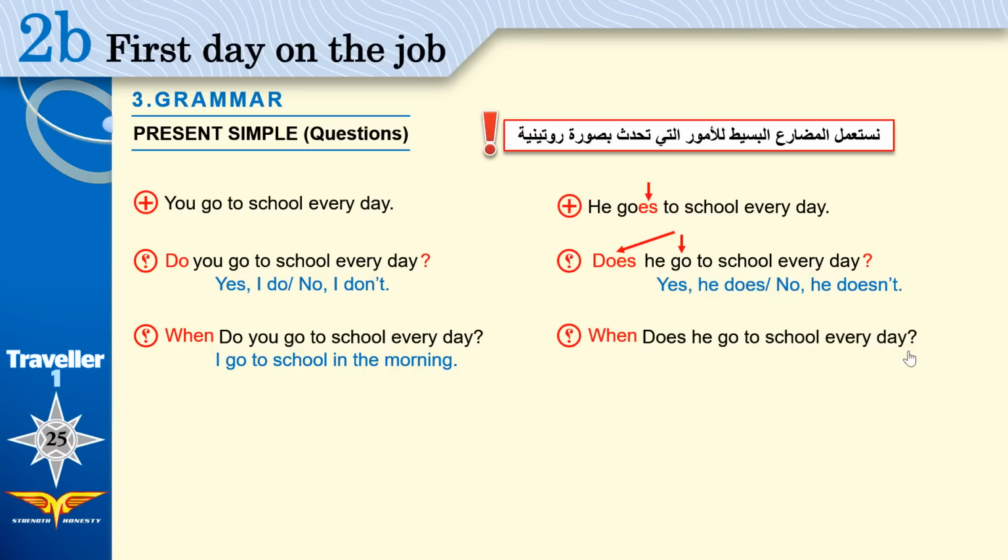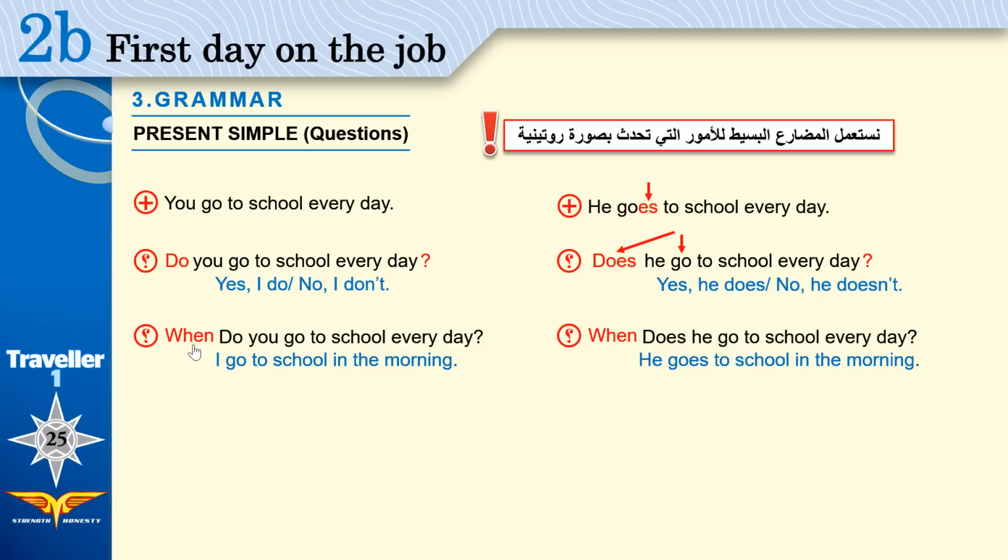The same thing here. We will add when. When does he go to school every day? He goes. Notice, this sentence and this sentence are affirmative sentences in the present simple form. This is why we add s to the verb when we are using he, she, and it. He goes to school in the morning.